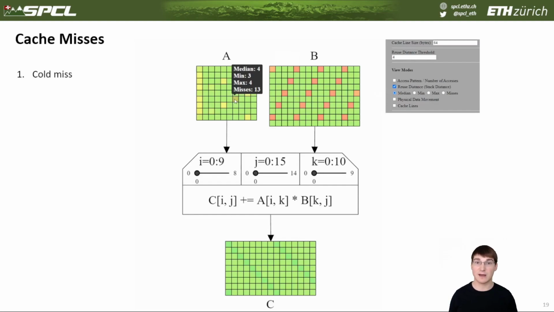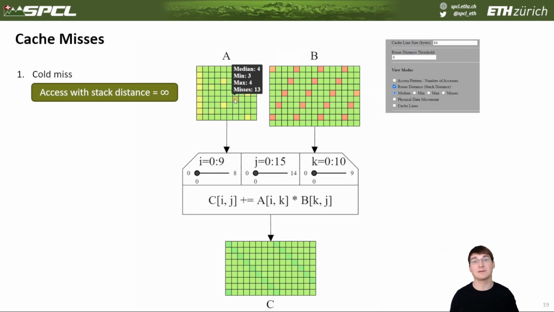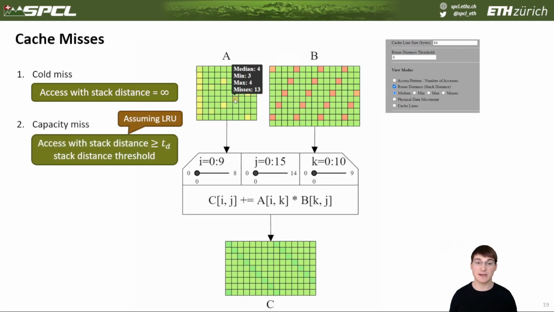Now, the first thing we have to count are cold misses, and this is simply any access where the stack distance is infinity, meaning that the cache line for that access has not been accessed previously. The second thing are capacity misses. This is counted whenever we have an access with a stack distance that is greater than or equal to some stack distance threshold TD, assuming a least recently used policy, of course. And the reason we use a variable stack distance threshold TD rather than the fixed cache size is because this allows us to actually model different cache sizes for different architectures within the same modeling environment.